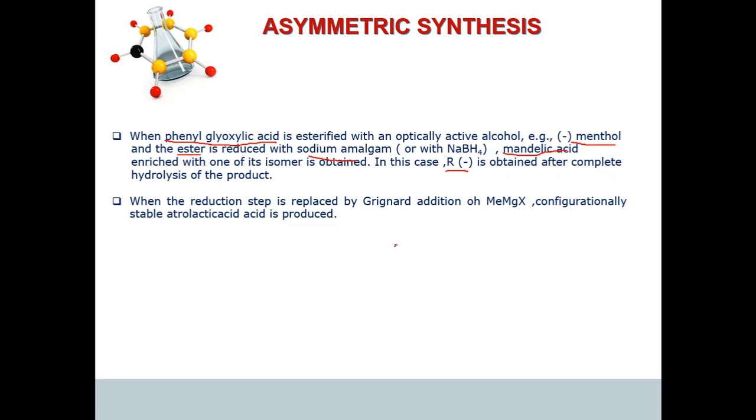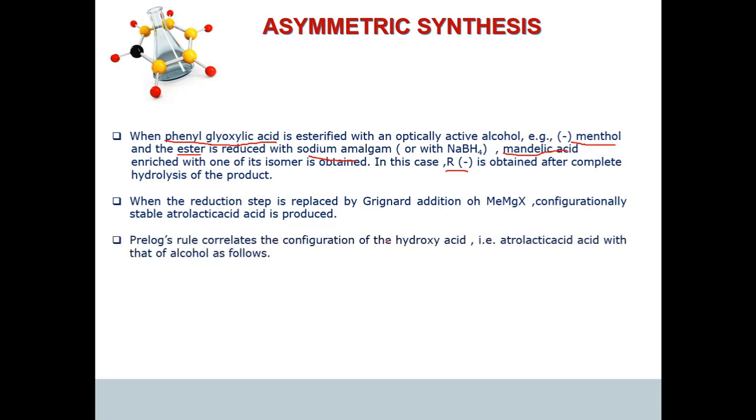Now when the reduction step is replaced by a Grignard addition of methyl magnesium halide, configurationally stable atrolactic acid is produced. So when I do a Grignard addition, I end up with atrolactic acid instead of mandelic acid. Now Prelog's rule correlates the configuration of the hydroxy acid, that is my atrolactic acid, with that of the alcohol which I had taken initially.